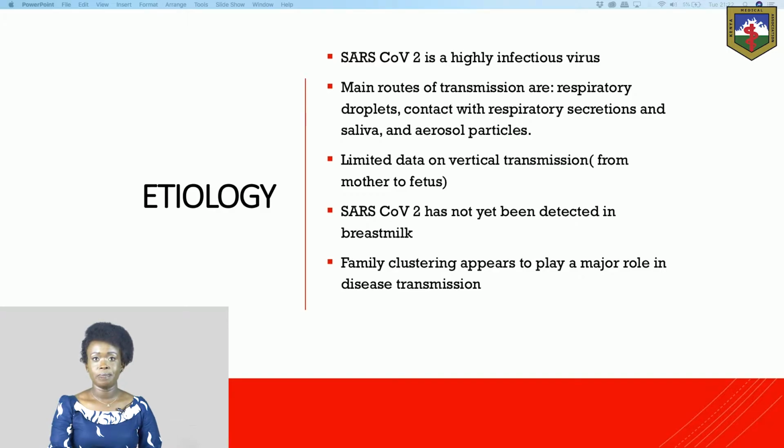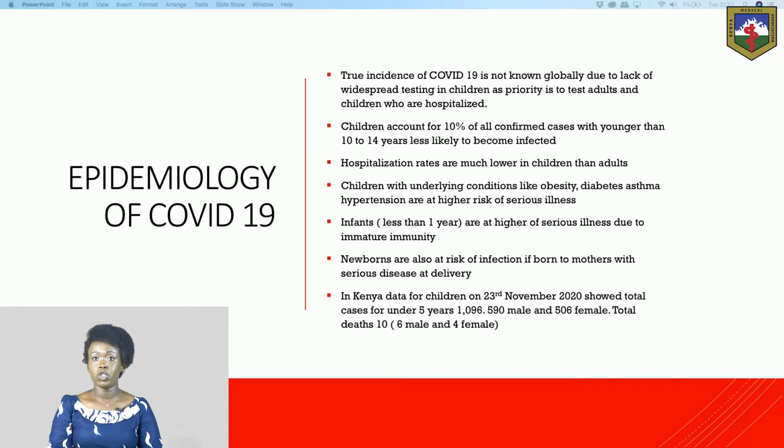The epidemiology of COVID-19: the true incidence for children is not known because there's a lack of widespread testing in children, because the priority has been given to testing of adults and children who are hospitalized. But globally, children account for about 10% of all the confirmed cases, with those younger than 10 to 14 years less likely to become infected.